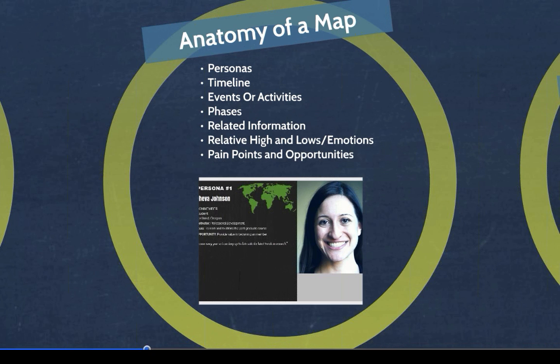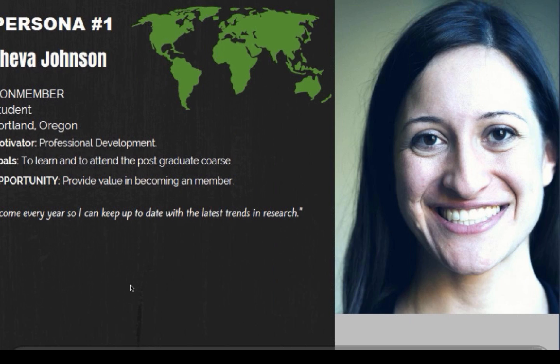And here we have the anatomy of a map. We have personas. We have a timeline. We have the events or activities, the phases of when it's happening, related information, relative highs and lows, which are the emotions, and then the pain points and opportunities. And at Balance, we call them something a little different that I've heard people say is a really good way of explaining them, and Melissa will touch on that now. So we're going to jump in here real quick. You do a lot of persona development. Can you quickly speak about this before we get into the other components?